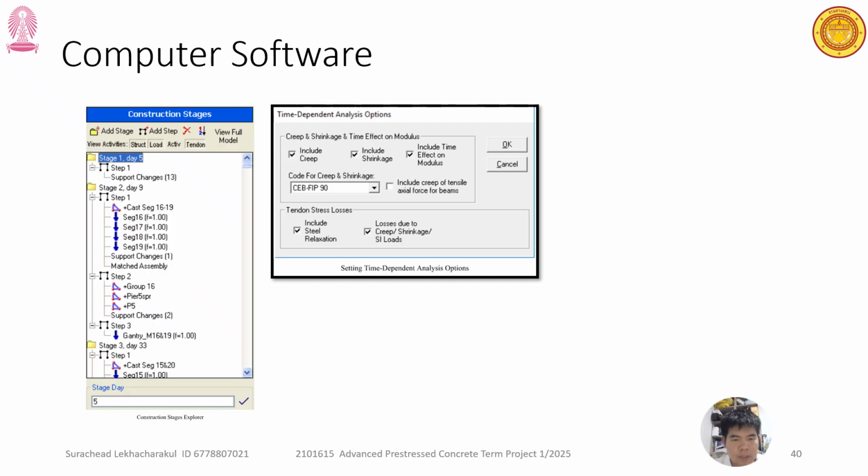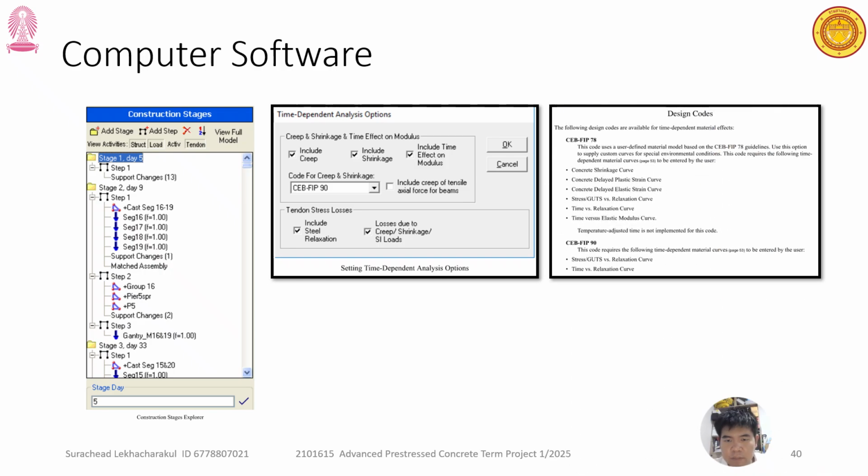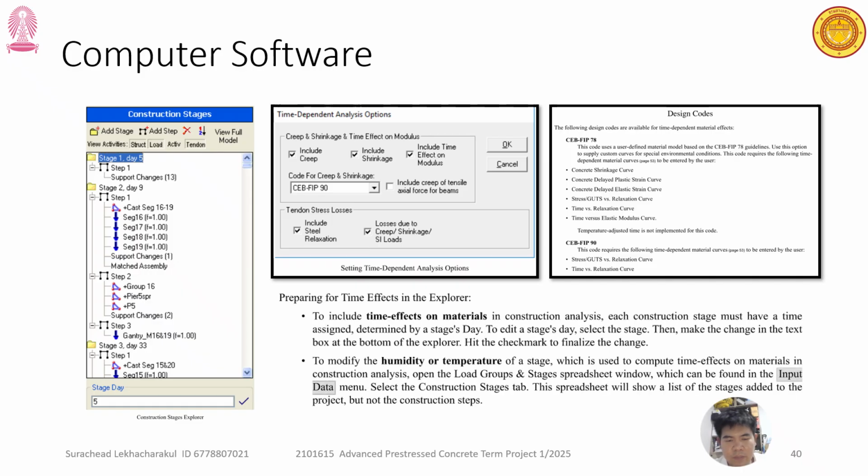Okay, put in the time dependent material, the code for creep and shrinkage. You can drop down to change the model code, CEB-FIP 78 or CEB-FIP 90. It depends on your model. Preparing for the time effect in the Explorer, time effect on material. To modify humidity or temperature, you can type into the program.